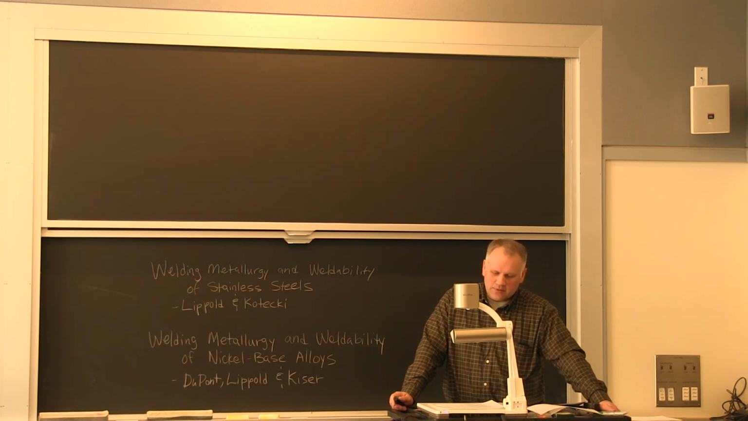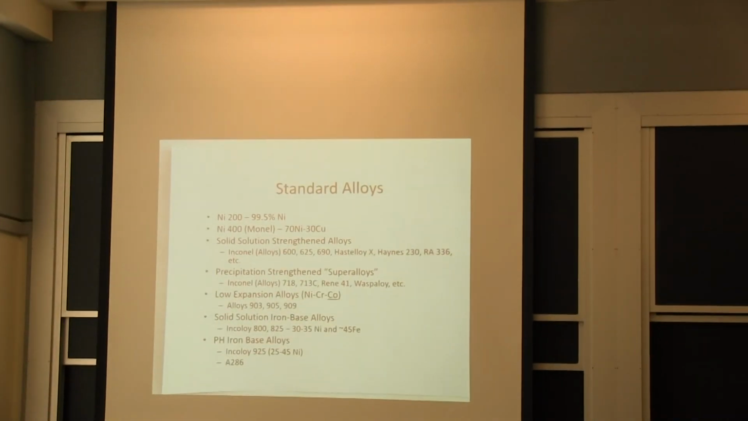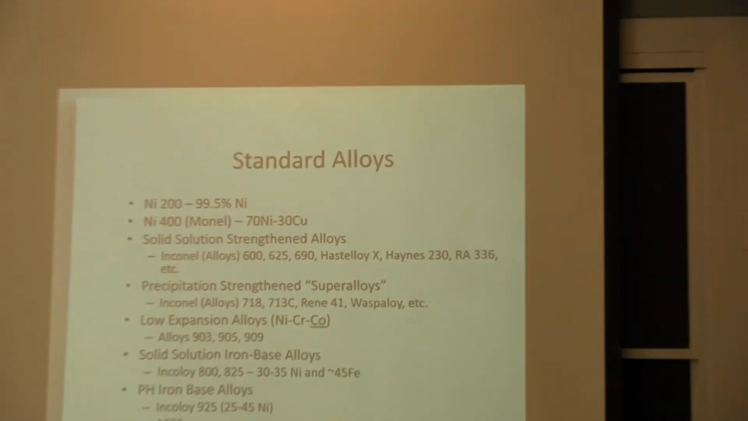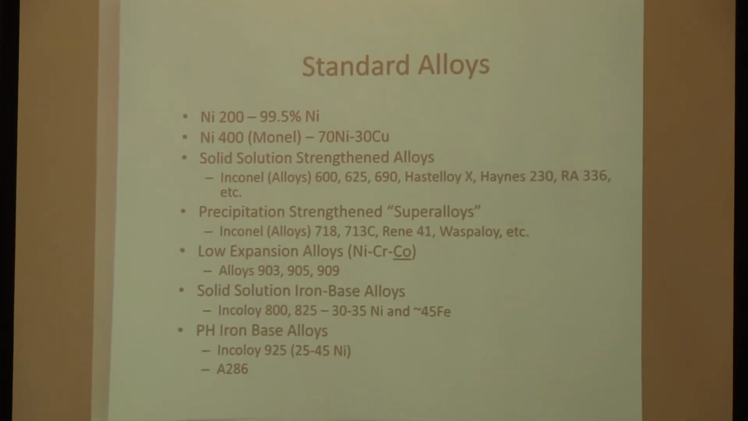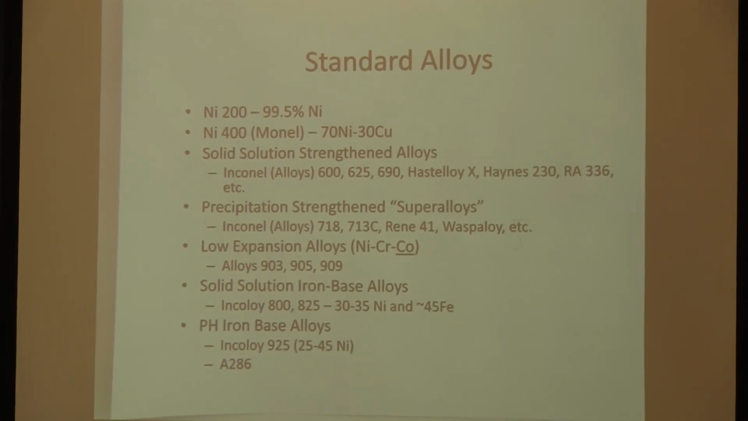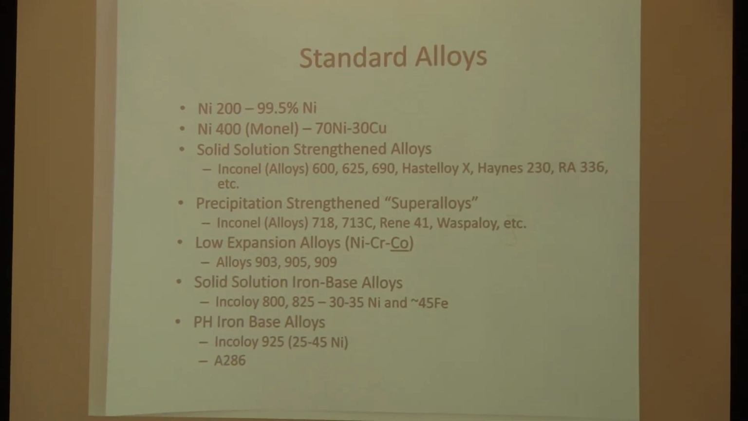So the standard nickel-based alloys, there's something called Monel, which is a nickel copper alloy, nickel 400. There's two main types of nickel-based alloys that we'll be discussing. First is solid solution strengthened alloys. These are strengthened by the alloying elements that are in them, because of the different size of the different atoms in the solid solution. It puts stress on the lattice and actually strengthens the material.